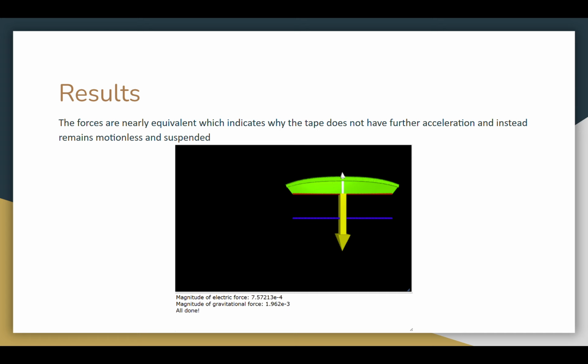Since if we treat force equals mass times acceleration, then greater force applied over time will result in more acceleration. But if the force applied is constant, then we should just result in a single amount of acceleration, which is why the tape remains motionless and suspended, since the net force is not changing.